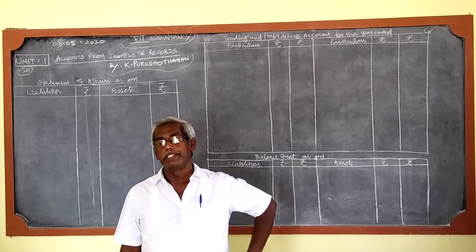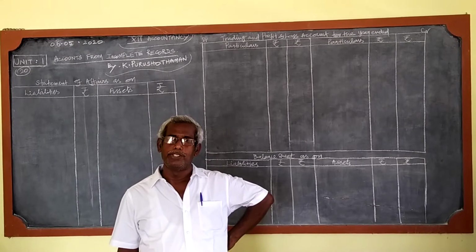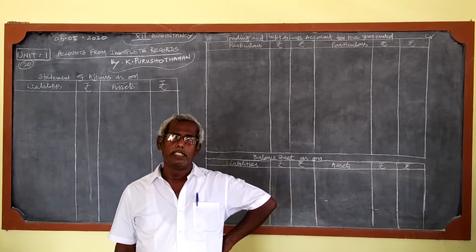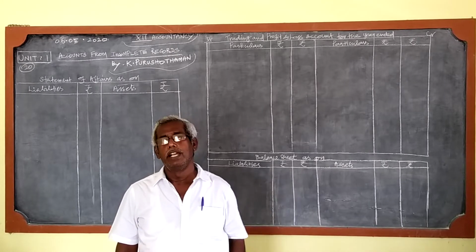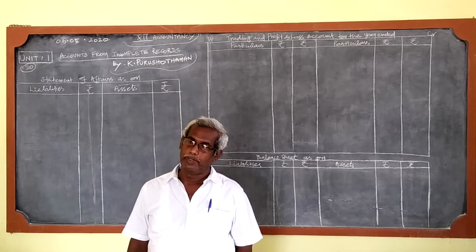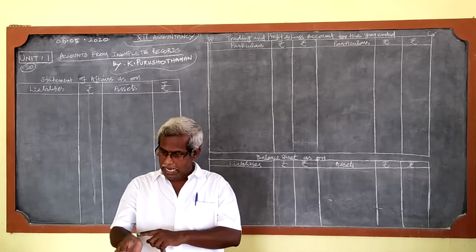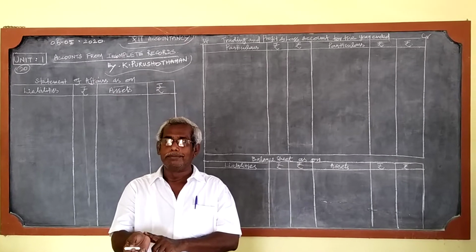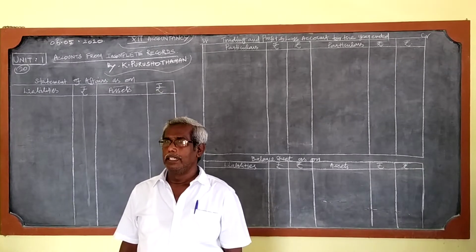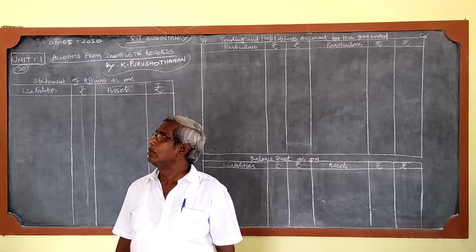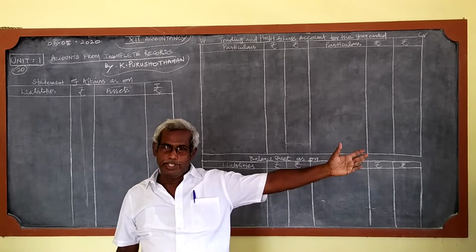31-12-2018. I said in other classes, we can prepare trading, profit and loss account and balance sheet both in double entry system and this single entry system, that is under incomplete records also. In the preparation of final accounts under double entry system, the trial balance is readily available, and with the trial balance we can go straight away to the trading and the profit and loss account and finally the balance sheets.